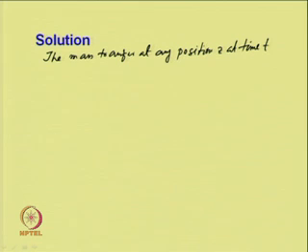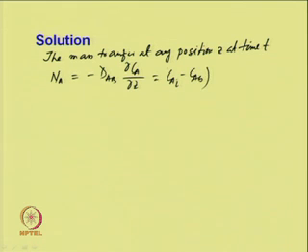can be obtained as N_A is equal to minus D_AB del C_A del Z. If we substitute del C_A del Z we obtained over here, then this will be equal to (C_AI minus C_AB) root over D_AB by pi t e to the power minus z square by 4 D_AB t.